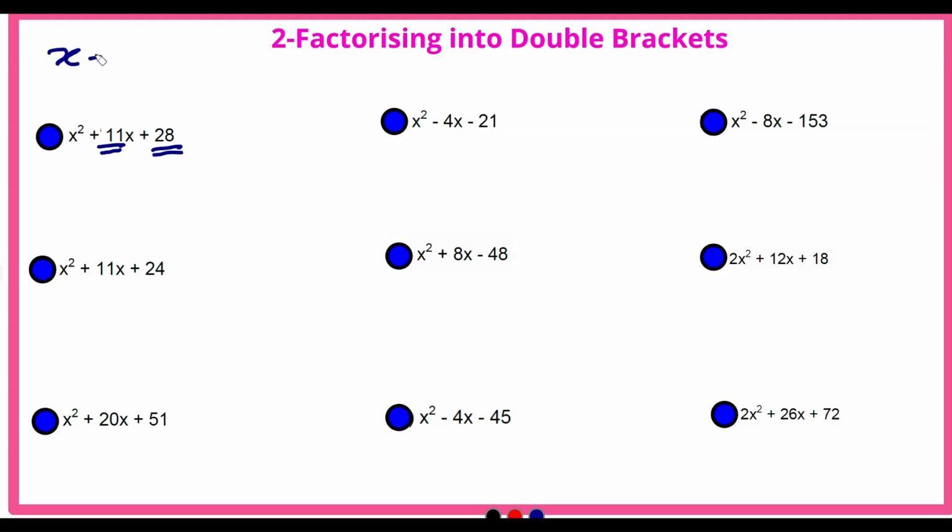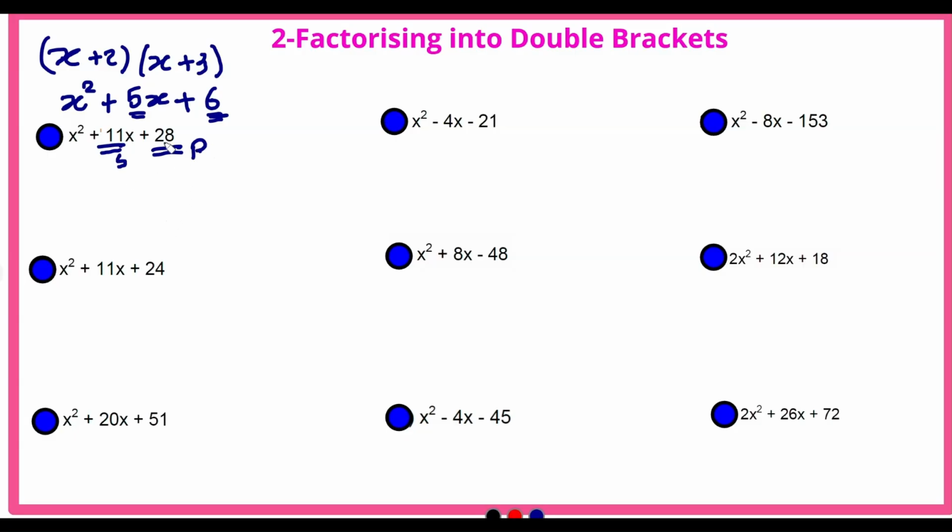So if I have x add 2 times x add 3, when you expand that, what do you get? You get x squared add 5x add 6. If you notice, I got the 6 from 2 times 3, so 6 is the product, and 5 is the sum of the 2 and 3. So if you go here, that's the product, and that's the sum.